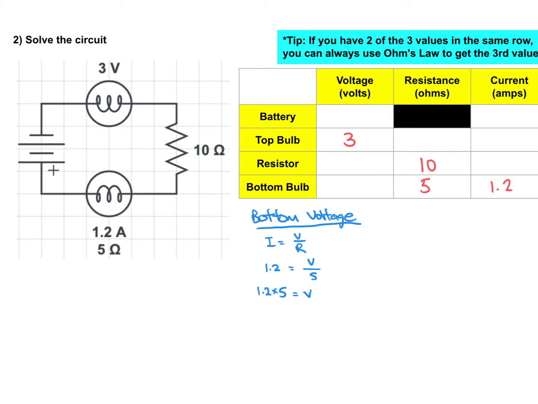You can pull out a calculator and get 1.2 times 5. That turns out to be 6. So 6 volts is my answer for the bottom bulb.